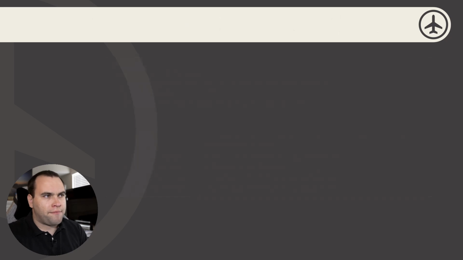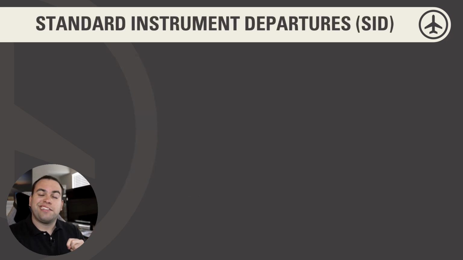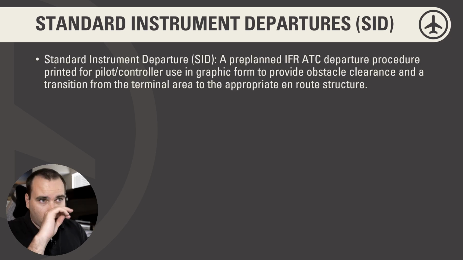Pretty straightforward on that. Next, we've got SIDs. SIDs are my favorite, Standard Instrument Departure Procedures. These are pre-planned IFR ATC departure procedures printed for pilots and controllers to use in graphic form to provide obstacle clearance and a transition from the terminal area near the airport to the appropriate en route structure.